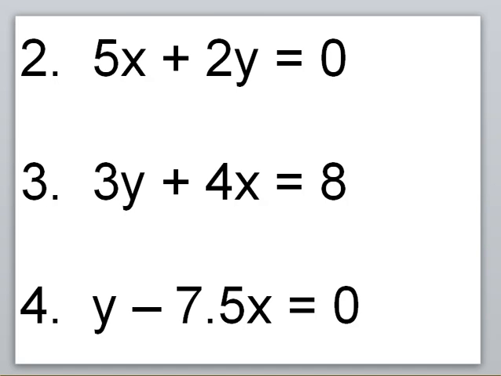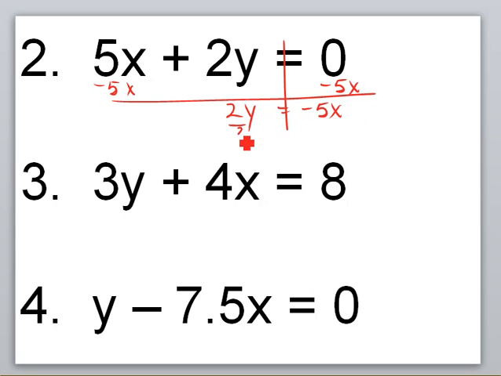We're going to solve for y on each one of these. Well, on this one, when I solve for y, I'm first going to get rid of the 5x by subtracting 5x. I get 2y equals -5x. I'll divide by 2 on both sides, and I get y is equal to -5/2 x. This is in the form of y equals kx. So this is a yes, it is direct variation.